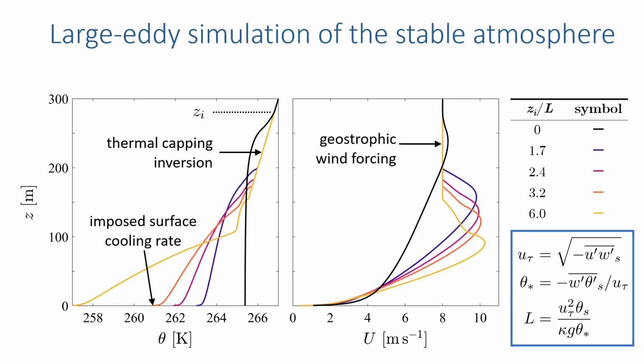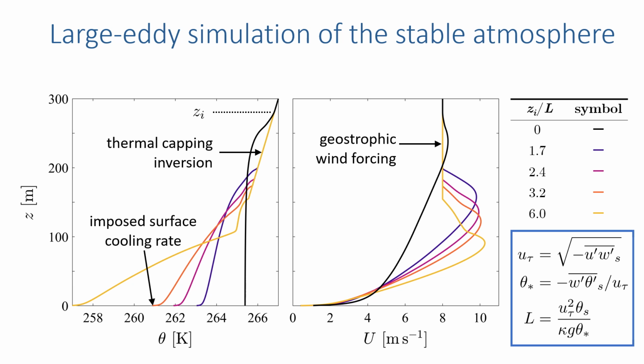Shown here are mean flow profiles for the different stability cases. On the left is the potential temperature theta in units of Kelvin, and on the right is the horizontal wind speed. In the temperature profile, you can see the stable capping inversion that I mentioned on the previous slide. The start of this capping inversion is considered to be the top of the boundary layer here, and I'm giving it the notation Zi, which is traditional in atmospheric science.